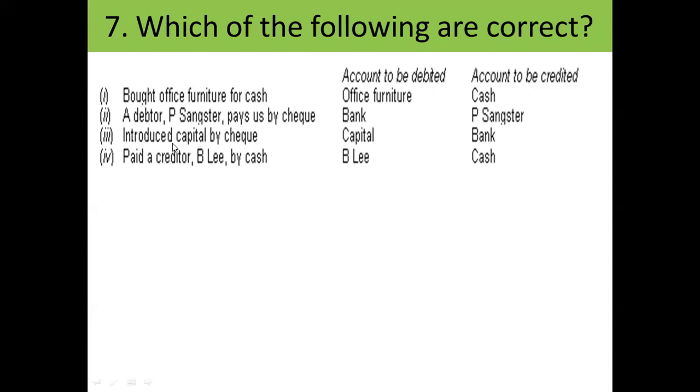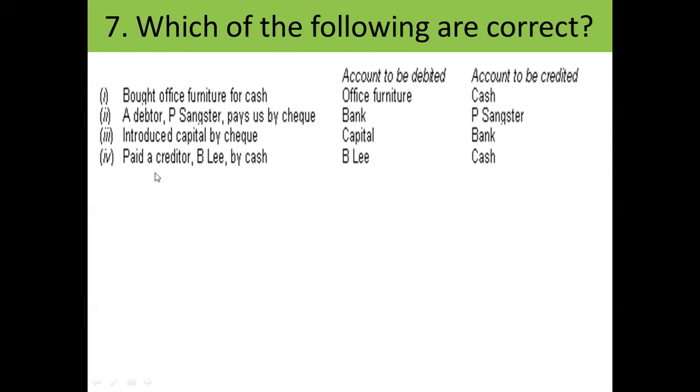3. Introduce the capital by check. We debit capital? No. When we introduce capital, because capital has been increased, we have to credit it. That capital should be credited. And while here it is debited, it is incorrect. And the credit to bank, this has been vice versa. This third transaction is false.